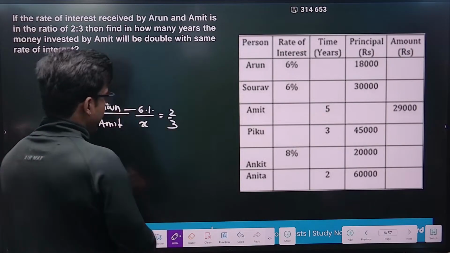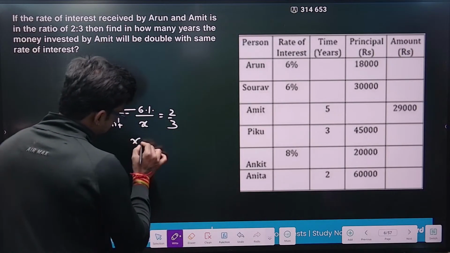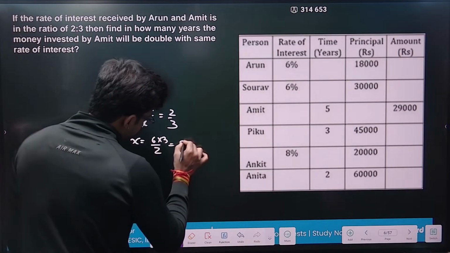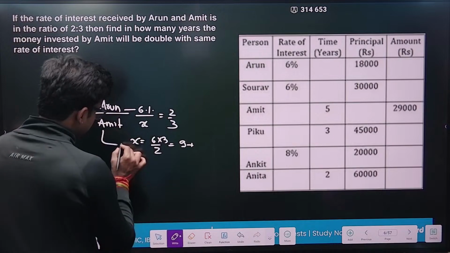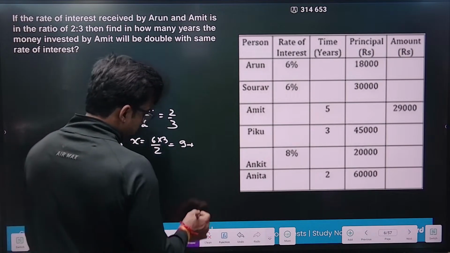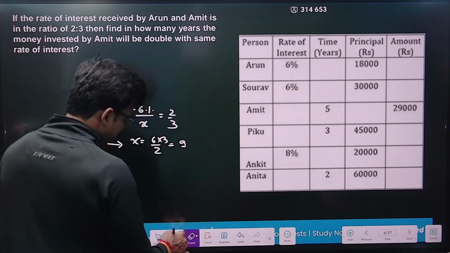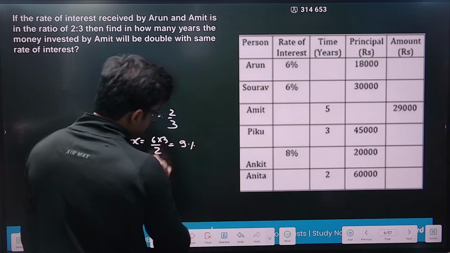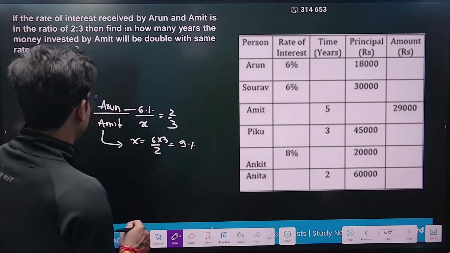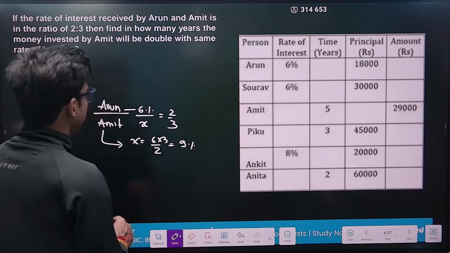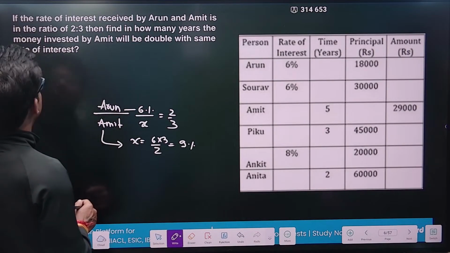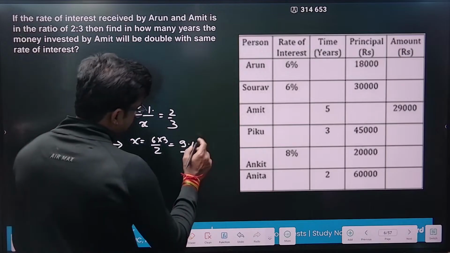So from here, what can we calculate? We can calculate the value of x, which is 6 into 3 by 2, so x is 9%. Means Amit's rate of interest given to us is 9%. Now, in how many years will the money received by Amit double? Guys, this is the first part. Money received by Amit will double with the same rate of interest, 9%. In how many years? Value of T.